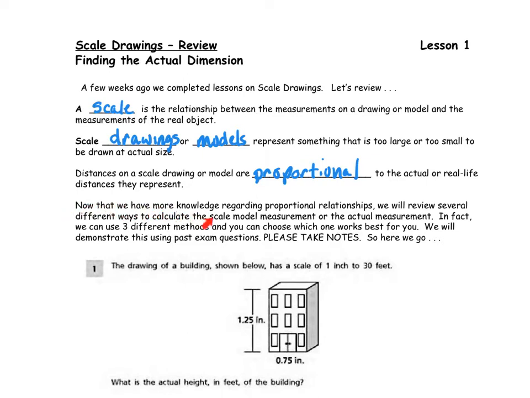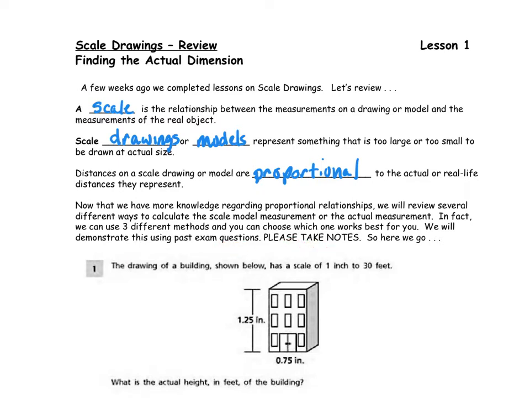Now that we have more knowledge regarding proportional relationships, we will review several different ways to calculate the scale model measurement or the actual measurement. In fact, we can use 3 different methods, and there may be more, and you can choose which one works best for you. We'll demonstrate this using past exam questions, so please take notes.